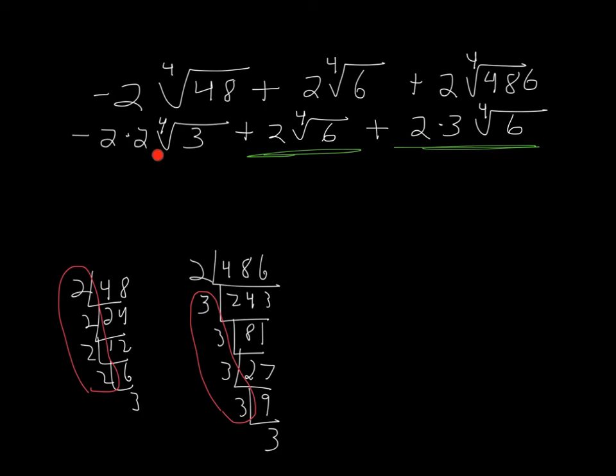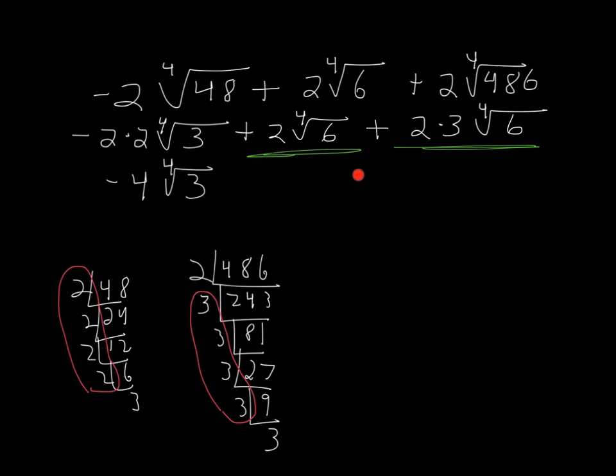This guy here, he doesn't have a buddy. You have a 4th root of 3 here, but there is no other 4th root of 3's. There's 6's. These will combine. This is just going to tag along for the ride. So we get negative 4, 4th root 3. And then right here, now we could rewrite, let me explain something here too. This is 2 4th root of 6 plus 6 4th root of 6.